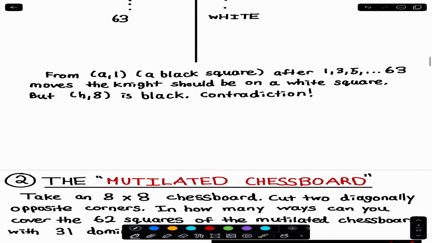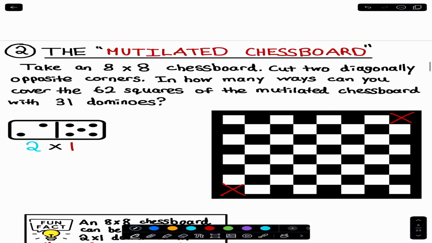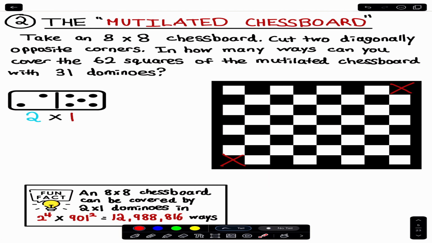Let's move on to question number 2, which is a very popular problem. You may have heard about this, but if you haven't, well, take a look. It is dubbed the mutilated chessboard, because this time it's not a regular chessboard. Something weird has been done to it. Let's read. Take an 8x8 chessboard, so standard chessboard, right? But this time we are going to cut, so chop off 2 diagonally opposite corners. And it doesn't matter which corners. I've just selected these 2, but you can chop off these 2 if you want.